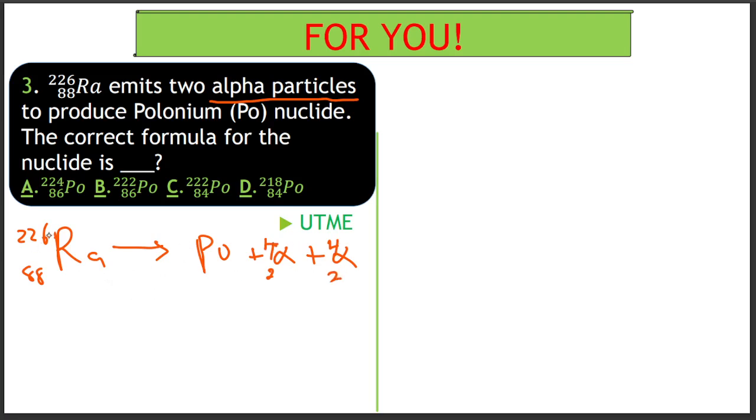All right, again, what do I do? This 226 minus 4 will give us 222, minus another 4 will give us 218. And then this one, 88 minus 2 will give us 86, minus 2 will give us 84. So 84 here. All right. So the correct formula for the nuclide is this. That's D.